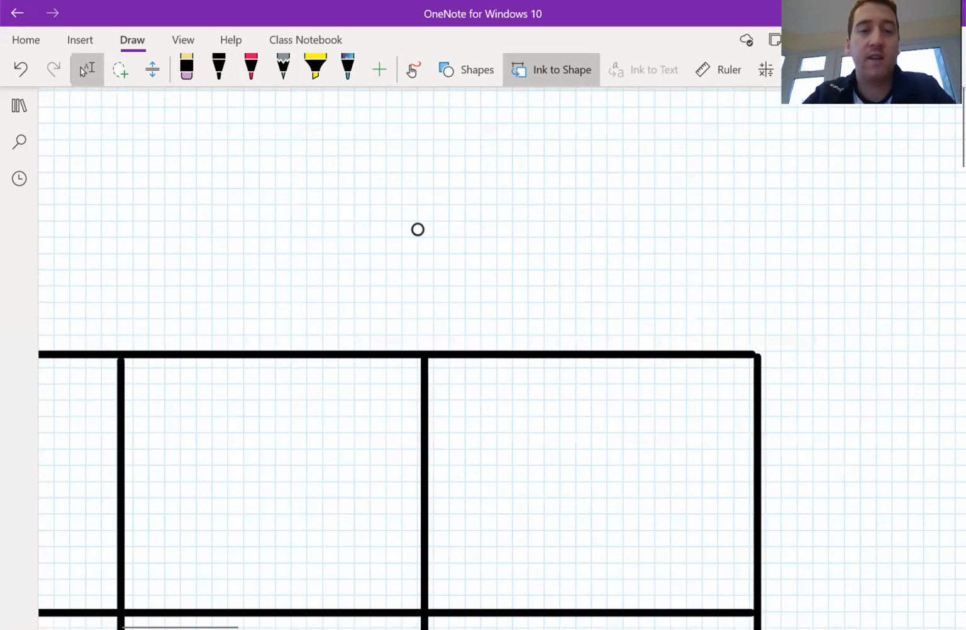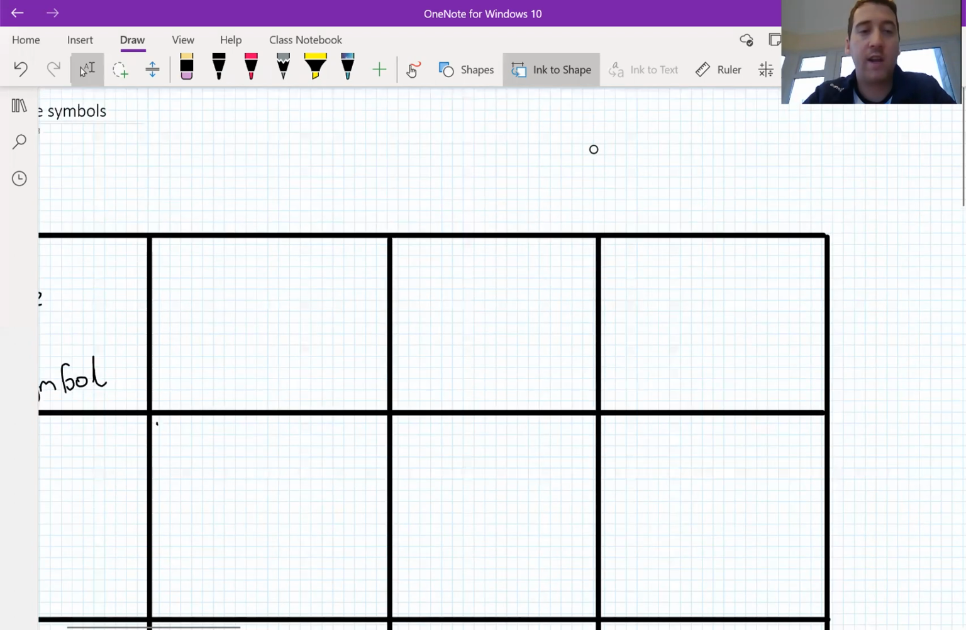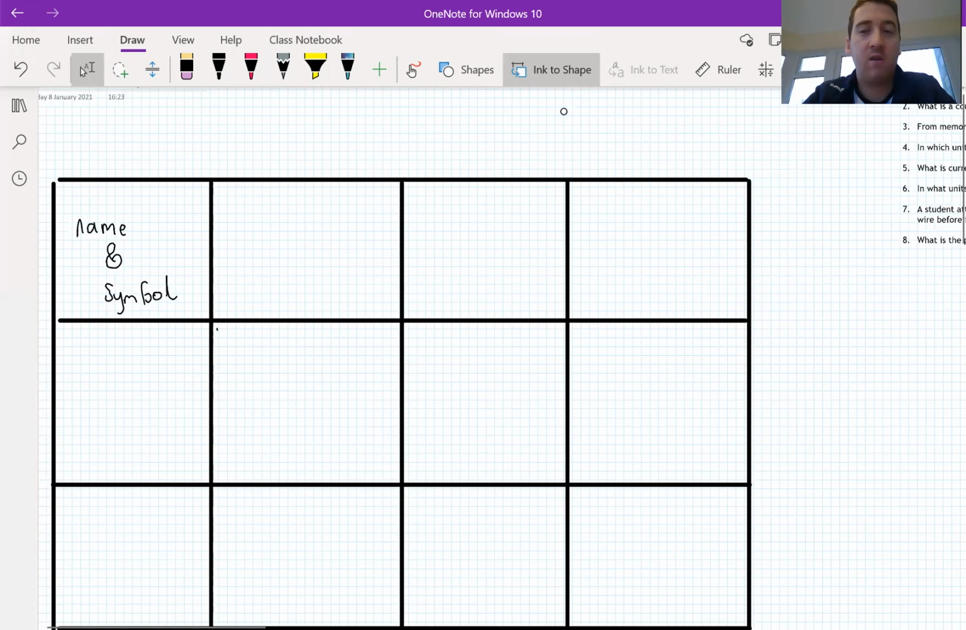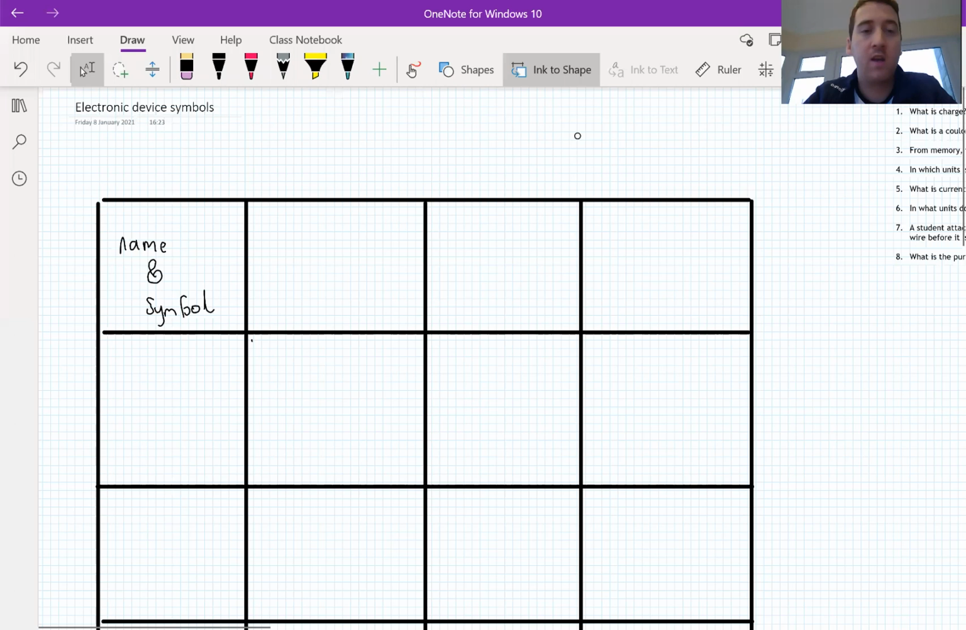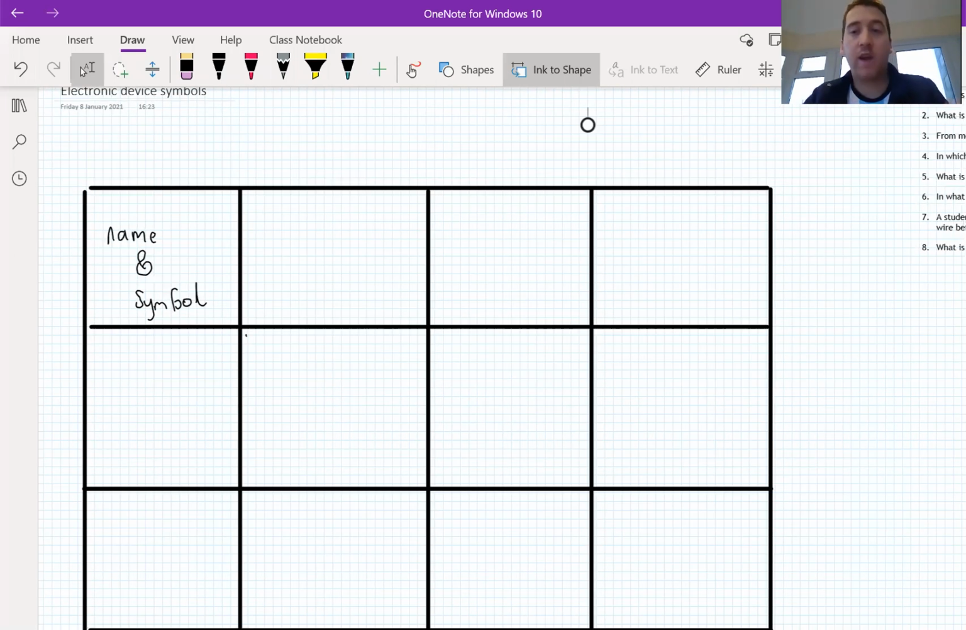So that's what today's lesson is about. It's about learning some of these devices and how we draw them, okay? We are building our way up to drawing full circuits, but before we're going to be able to draw a full circuit properly, we're going to have to know how we draw the different components and the different devices.